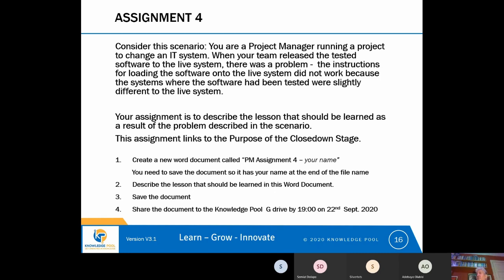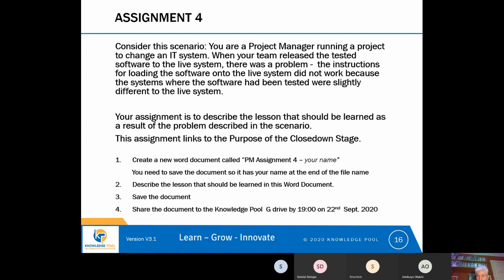I found it particularly useful because I was required on pretty much every project I worked on to submit a weekly status report. After I'd done my status report, I would think about what lessons had been learned that week, and I would make a note of them. Then when it came to do the lessons learned report, I had all those lessons noted down.